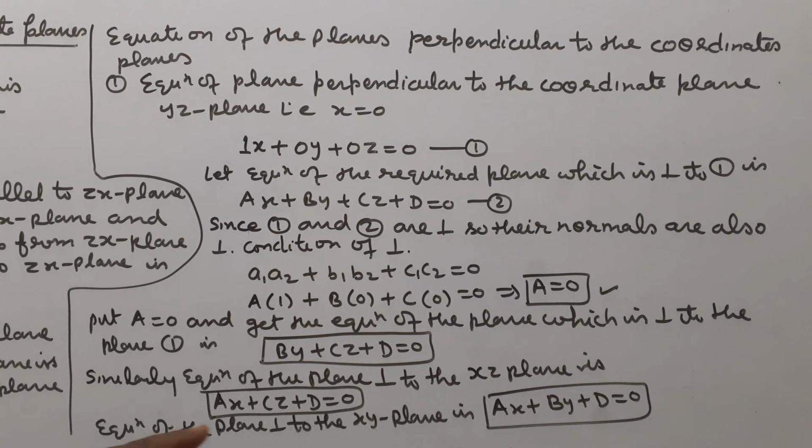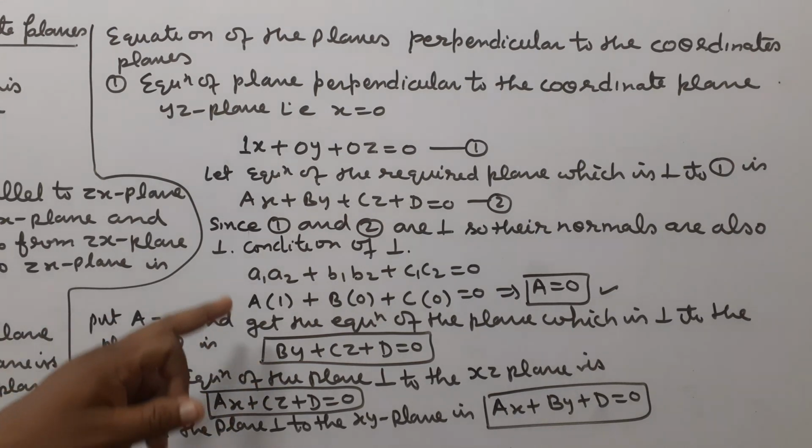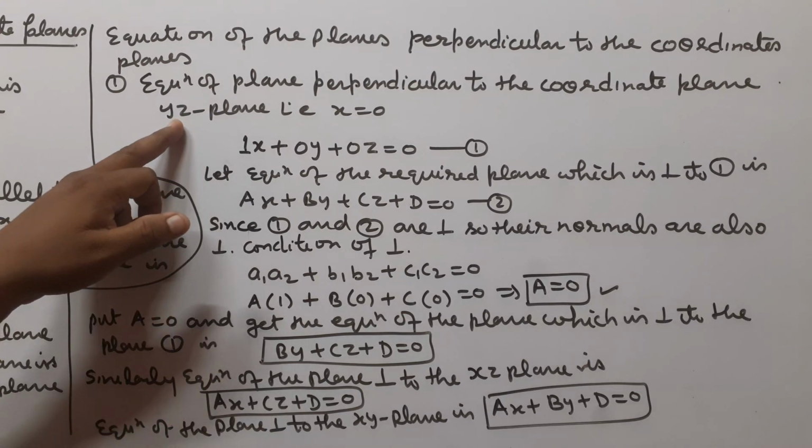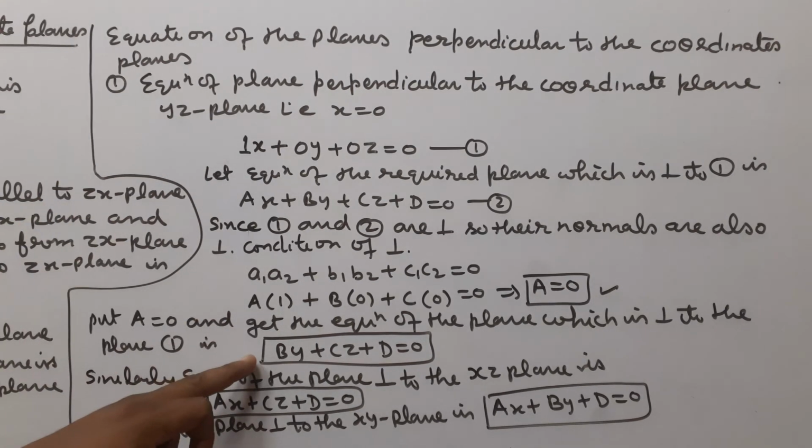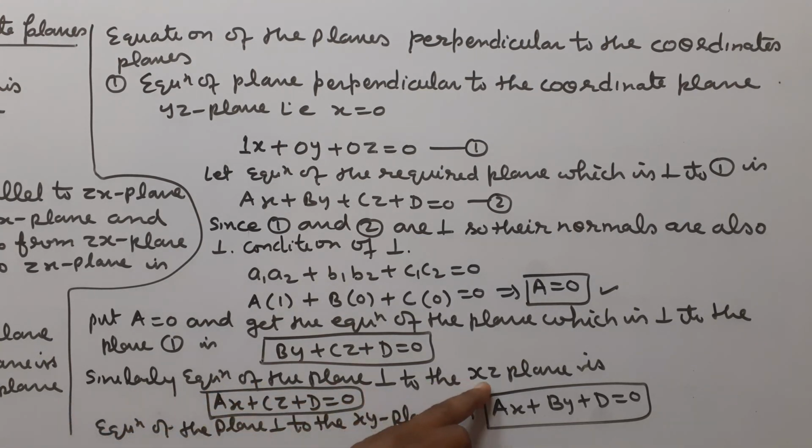Here we can see that if we find the equation of the plane perpendicular to the yz plane, the coefficient of x is 0. If we find the equation of the plane perpendicular to the xz plane, the coefficient of y is 0. If we find the equation of the plane perpendicular to the xy plane, the coefficient of z is 0.